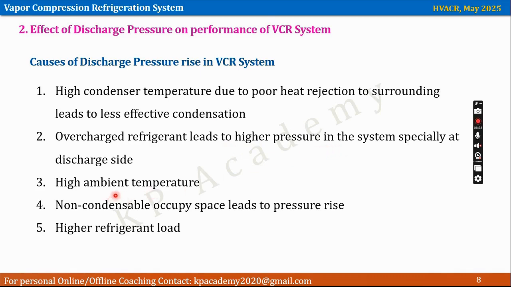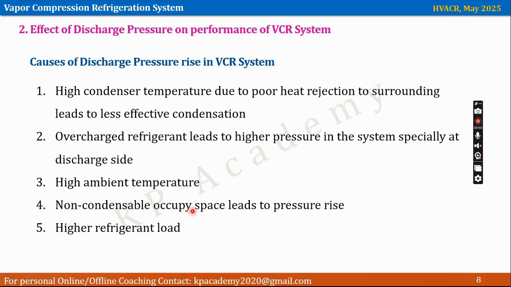Okay, next is high ambient temperature. If the surrounding temperature is more, then in order to reject the heat to the surrounding through the condenser, the compressor has to work harder, because the heat rejection from the condenser takes place only when there is a temperature difference between the surrounding and the condenser temperature, and if the condenser temperature is higher, then in order to make that higher, the compressor has to work harder, and that's why the discharge pressure increases.